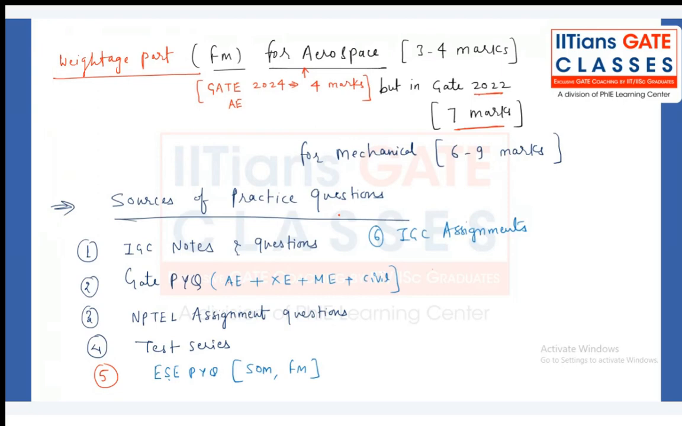Now coming to the weightage for fluid mechanics, the weightage for aerospace varies from 3 to 4 marks. But in GATE 2022, they gave 7 marks, only from fluid mechanics that year. In GATE 2024 aerospace, they gave 4 marks. For mechanical, it varies from 6 to 9 marks, sometimes 10 marks.